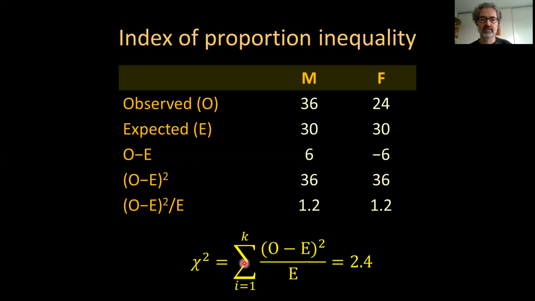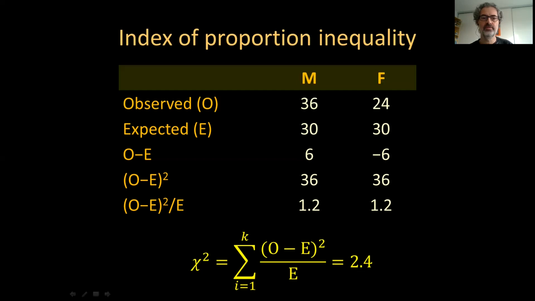And that has happened for k categories. So now we have two categories. K is equal to 2. So we've done this twice before adding, and the sum of these two values is 2.4. And this quantity is called a chi-square. So that's it. That's how you calculate a chi-square index of inequality. The value we got is 2.4.